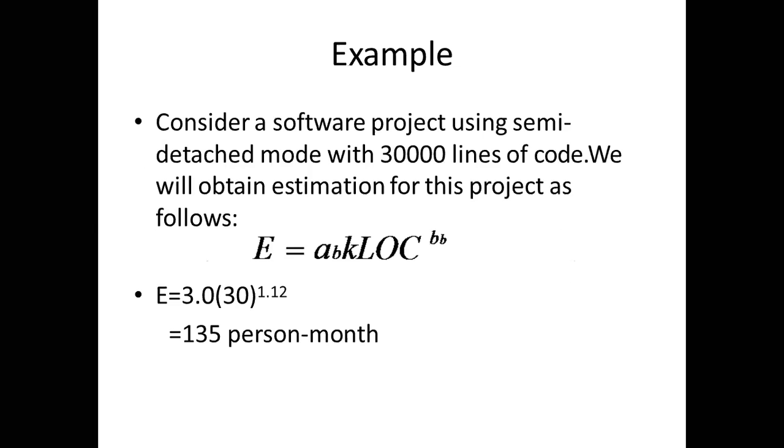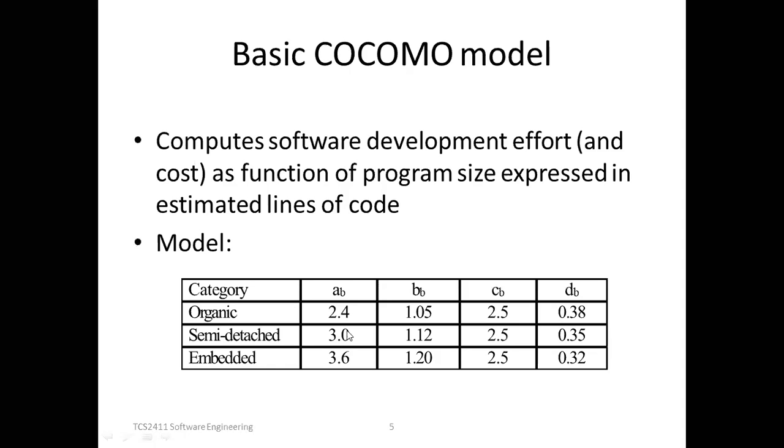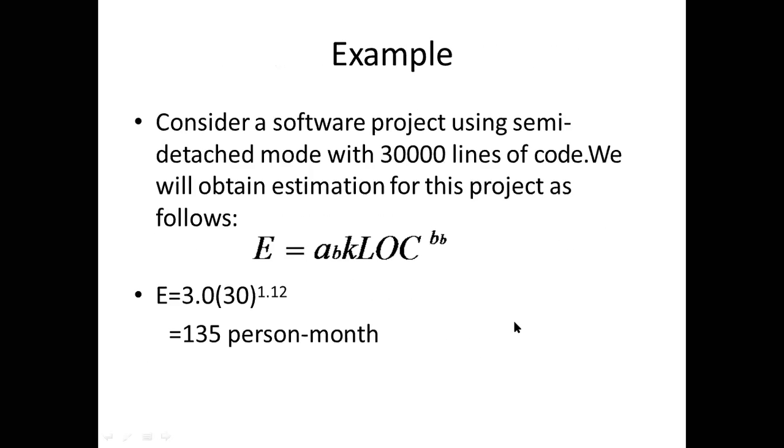The basic COCOMO model. Suppose this is one of the examples here. Suppose consider a software project using semi-detached mode. उसने बता दिया है कि mode is semi-detached and with 30,000 lines of code. We will obtain estimation of the project as E is equal to AB, KLOC, BB. For semi-detached, we can have AB as 3.0 and BB as 1.12. So you can see here AB as 3.0, KLOC की जगह पे 30 आ गया and for BB we have 1.12. So it comes out to be 135 person months, the effort.